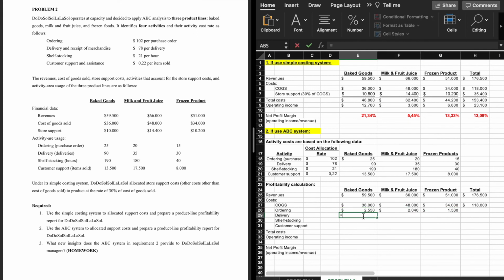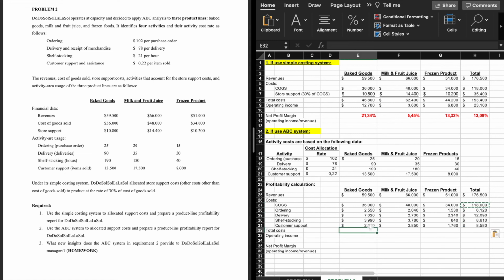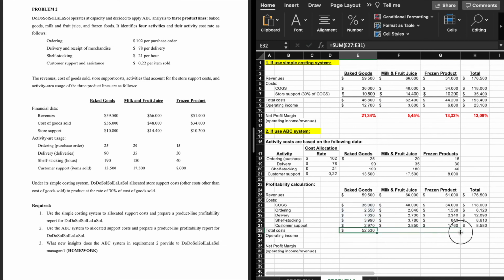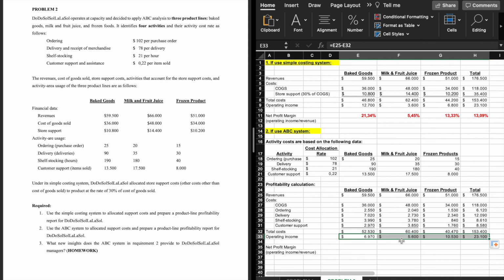And the same for the delivery, cost allocation rate for delivery, and each delivery from each product line. And the same for shelf stocking and customer support. Don't forget to calculate the total. And then for the total cost, we just need to sum it up. Next, we can calculate the operating income. It is revenue minus the total cost. The last step is to calculate the net profit margin. It is operating income divided by the revenue.